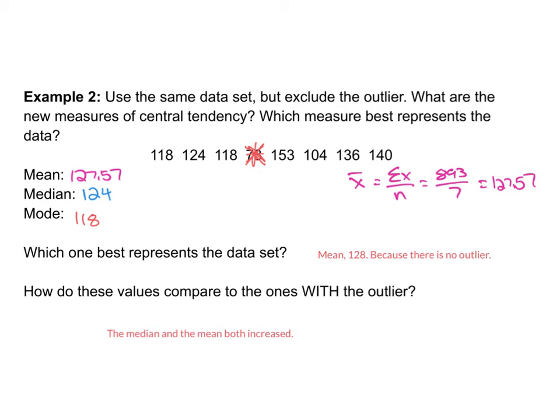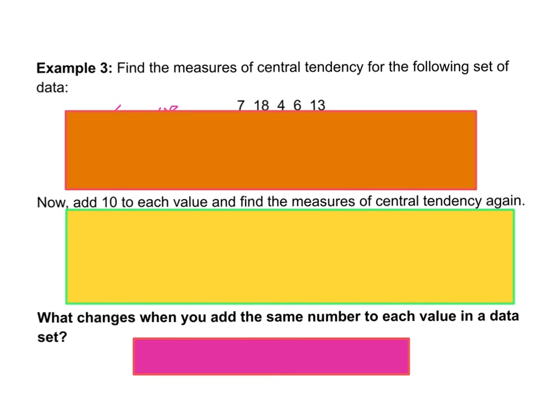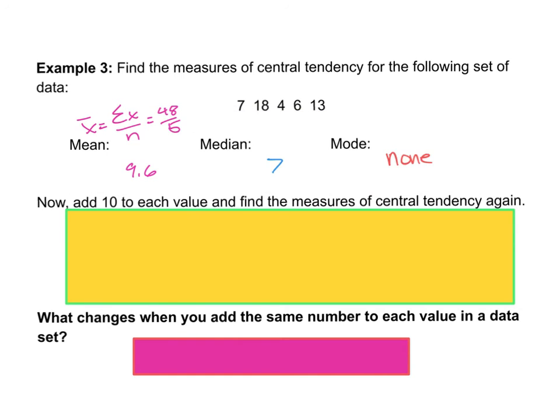Okay, let's try the rest of the examples. Example 3, find the measures of central tendency for the following sets of data. So pause here and take a minute to plug those into your calculator and find those. What we should now be looking at is a mean of 9.6, median of 7, and in this situation where there is no mode, we're going to use none. We do not want to put a 0 in there because 0 is a number and could potentially be an answer or could be a number that does occur.